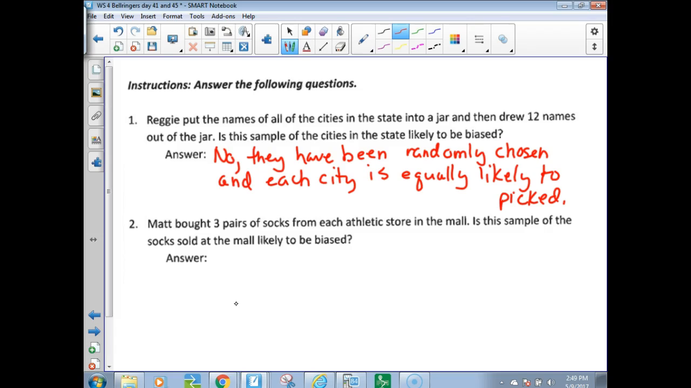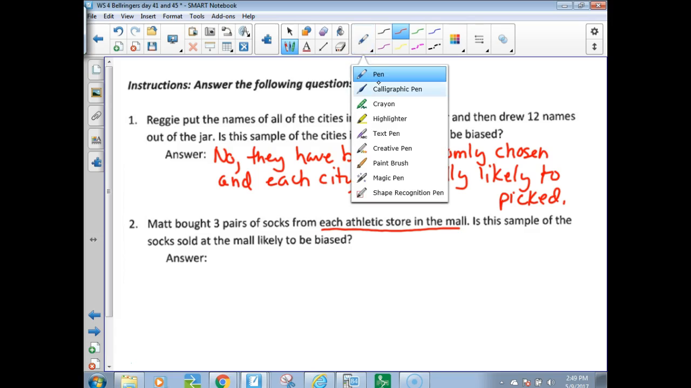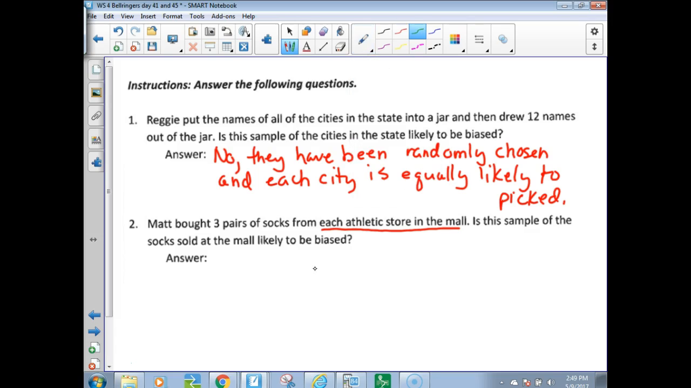Okay, let's think about this next one. Oh, we have two Matts in here. Matt bought 3 pairs of socks in each athletic store in the mall. He bought them at each athletic store in the mall. Is this sample of the socks sold at the mall likely to be biased? Now, why or why not? Anyone? Olivia? Absolutely. Okay. So they are biased.